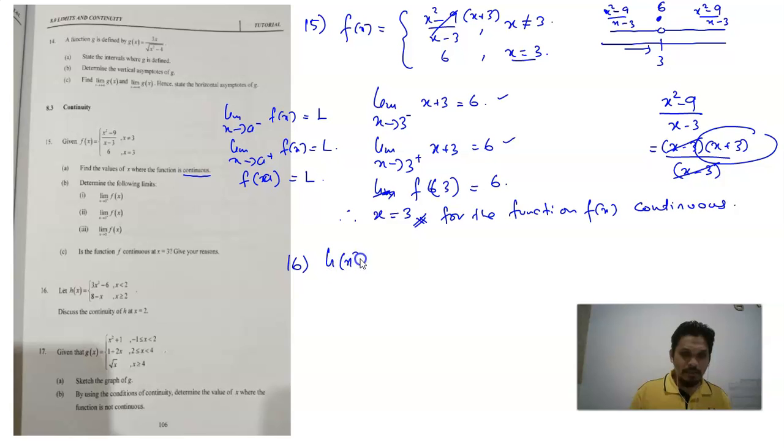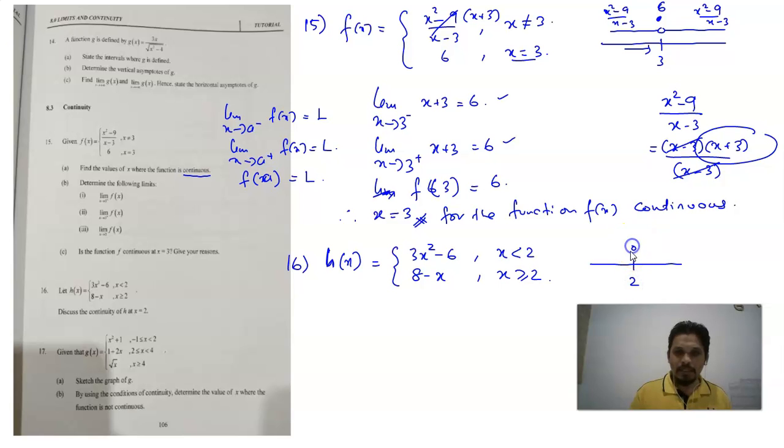Let h(x) equal 3x squared minus 6 for x less than 2, and 8 minus x for x greater than or equal to 2. So from this number line here, for x less than 2, the function is 3x squared minus 6, and for x greater than 2, it is 8 minus x. Now discuss the continuity of h at x equal to 2.